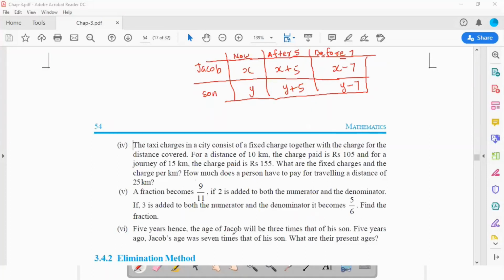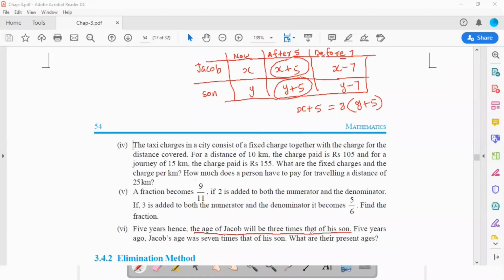So now read the question. 5 years hence, the age of Jacob will be 3 times that of his son. So after 5 years, Jacob's age is X plus 5. That is 3 times the age of son. So what is the equation here? X plus 5 equal to 3 times (Y plus 5). Bracket is important. Otherwise, you will get a wrong solution.